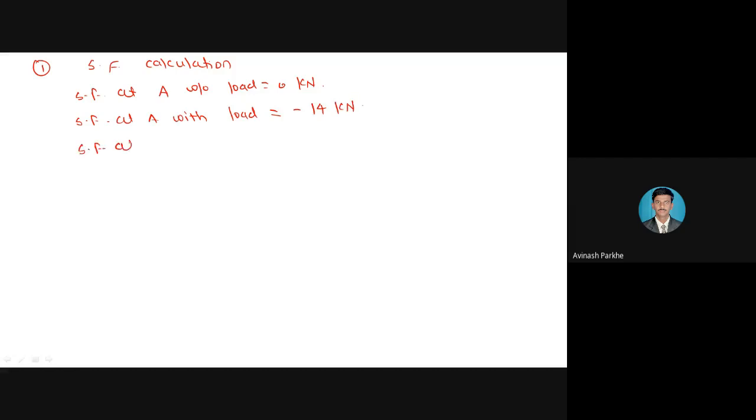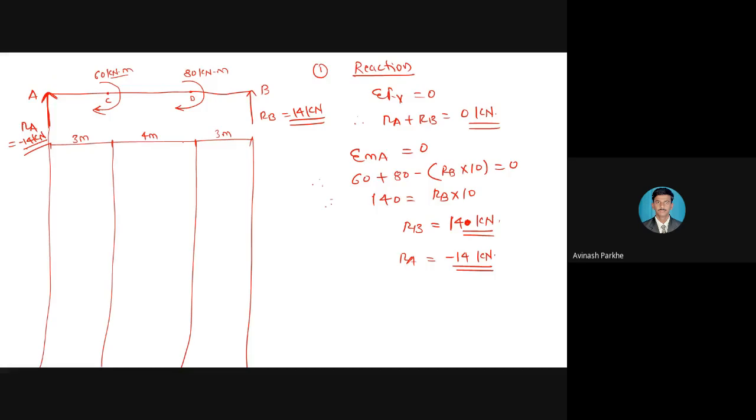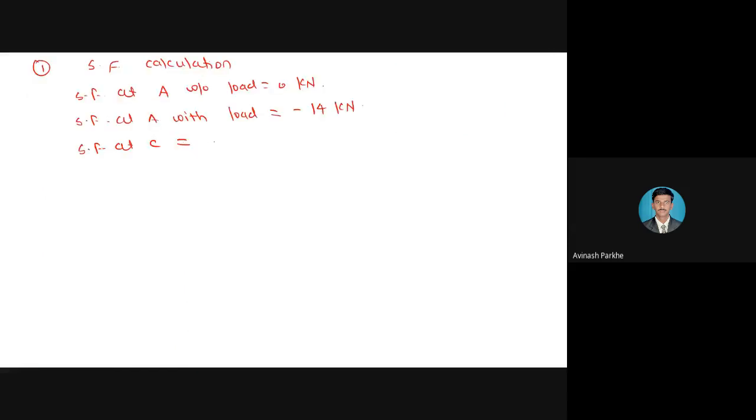Then SF at point C. At point C, not a single force is applied. At point D, not a single force is applied. If I have to calculate the shear force at point C, how many forces are present to the left side? 1. At point D, how many forces are present to the left side? 1. Don't consider the effect of couple in the SF calculation. Therefore, SF at point C means minus 14 kilonewton. Again, SF at D again minus 14 kilonewton.